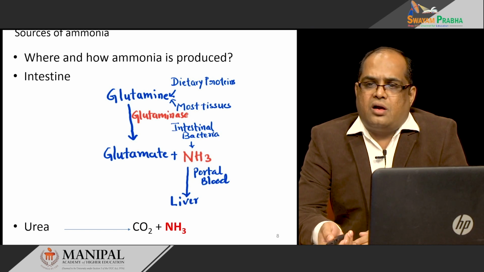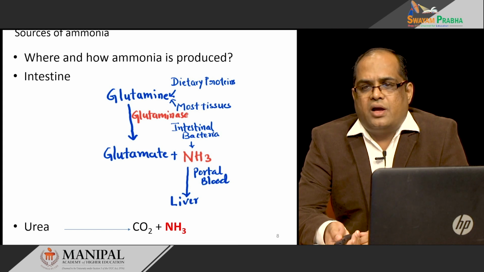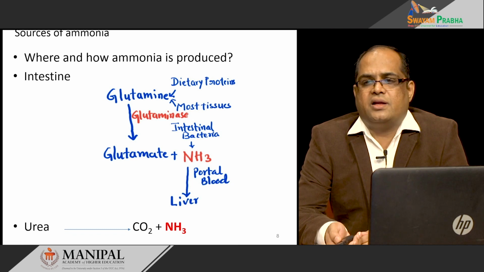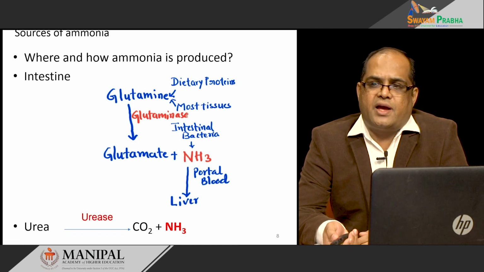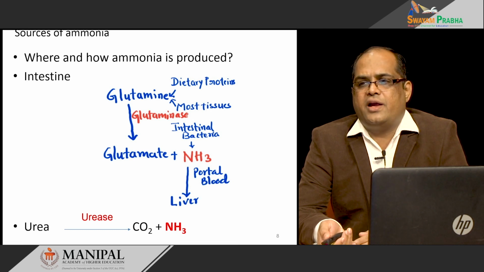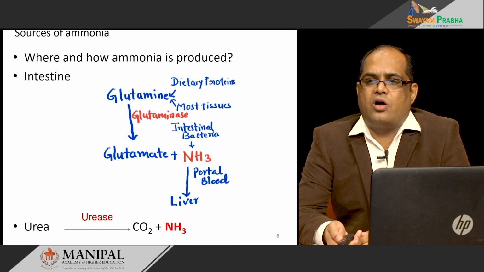And the urea that is present in the blood, a part of it can be taken up by the intestine, where it meets the enzyme urease and converts that urea into carbon dioxide and ammonia. So, this is the other source of ammonia, from urea.